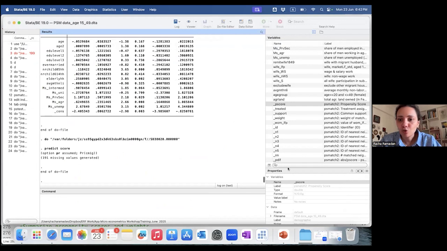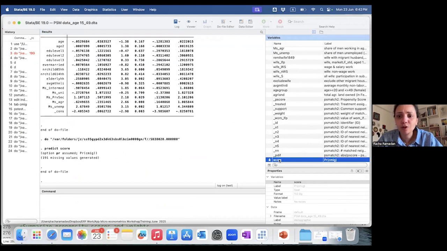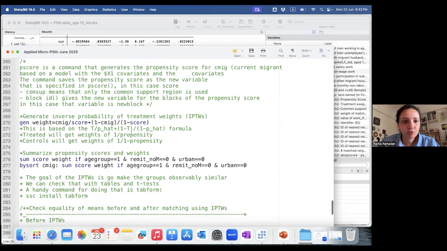Okay, so here you can see in my variables, I have at the end a new variable created called score, and this score is the probability of having a current migrant in the household given the characteristics of the variables included in your model. Okay, here you have the p-score I told you about.